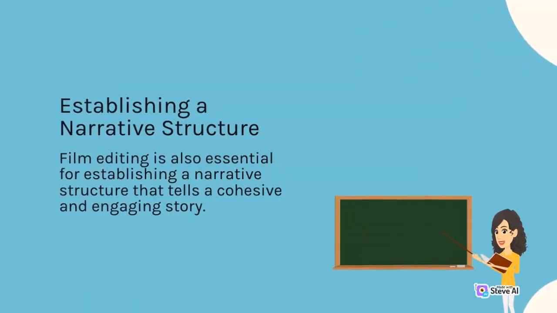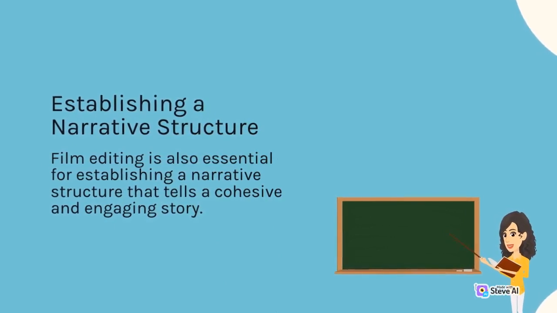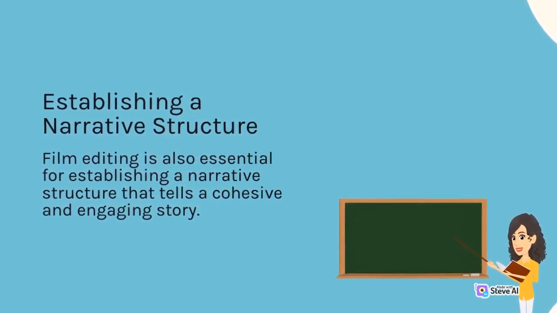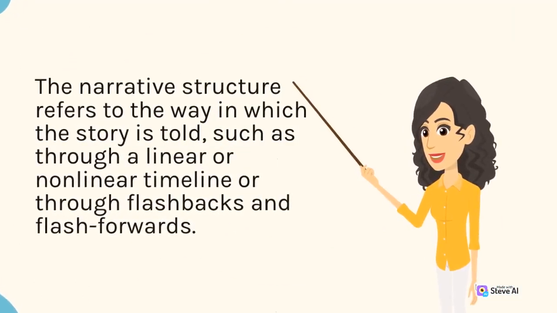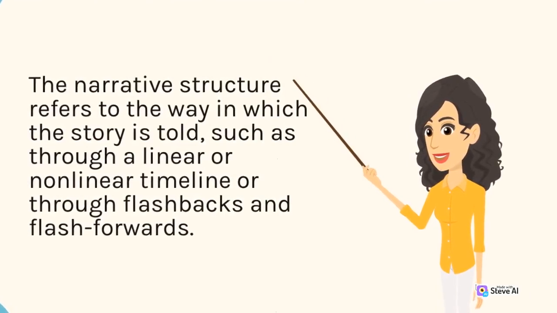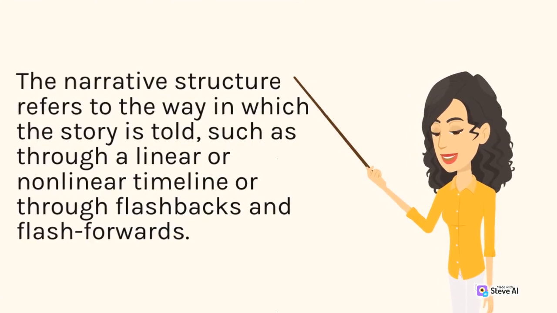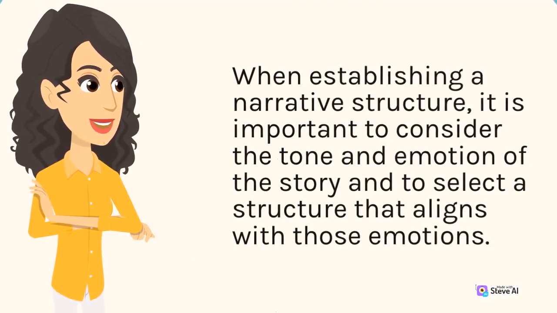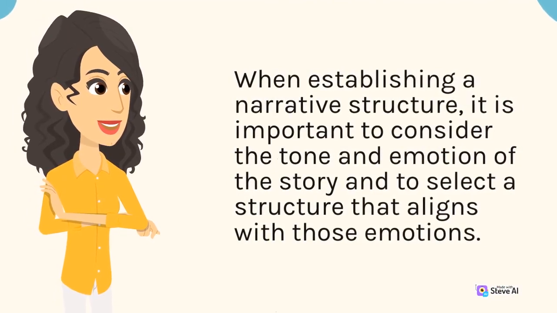Establishing a narrative structure. Film editing is also essential for establishing a narrative structure that tells a cohesive and engaging story. The narrative structure refers to the way in which the story is told, such as through a linear or nonlinear timeline or through flashbacks and flash-forwards. When establishing a narrative structure, it is important to consider the tone and emotion of the story and to select a structure that aligns with those emotions.